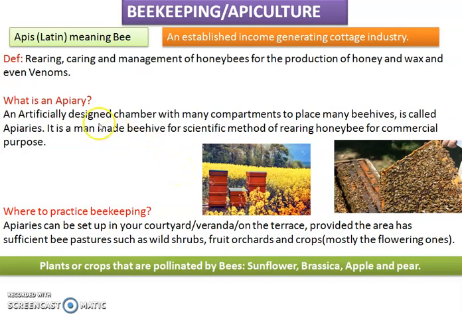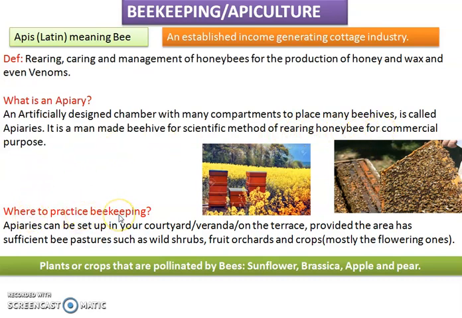To practice beekeeping on a commercial scale, you need a chamber or an area called apiary. It is an artificially designed, that means man makes it, artificially designed chamber with many compartments in it to place many beehives. This structure or device is called apiaries. It is a man-made beehive for scientific method of rearing. Normally the bees make their own hive, but this is for a commercial purpose, so scientific methods are practiced here. So it's a scientific method of rearing honeybee for commercial purpose.